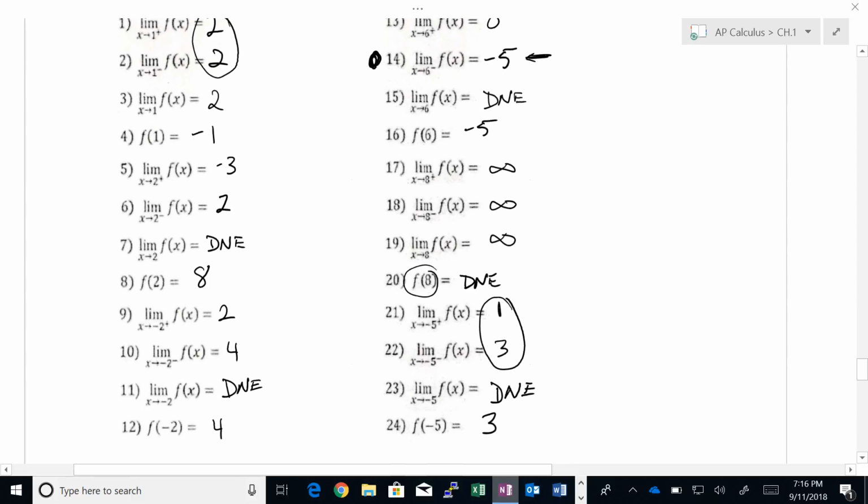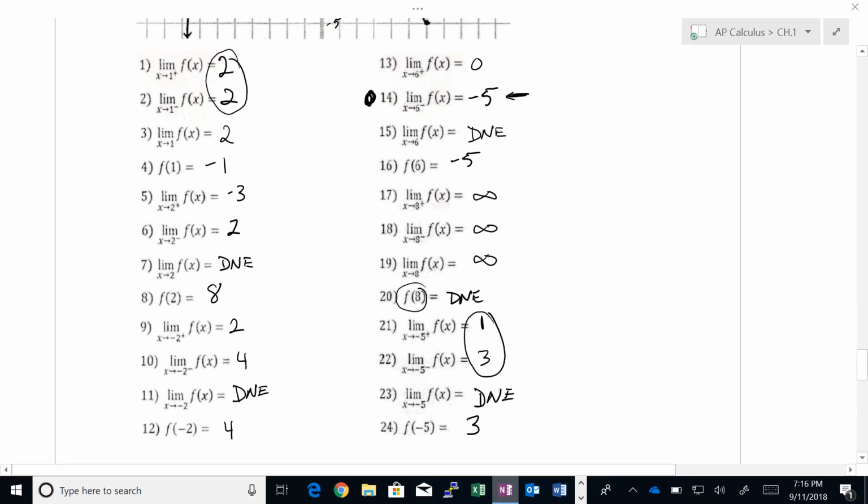So if you need to fill those in, that should be all of 14 there. Guys, I think you'll be fine. This is a pretty easy one.